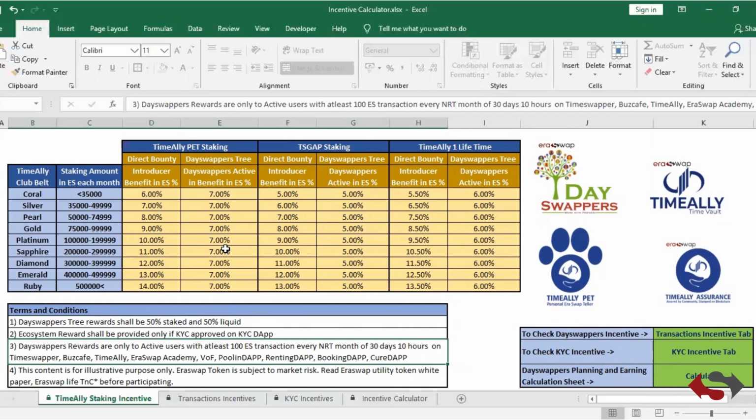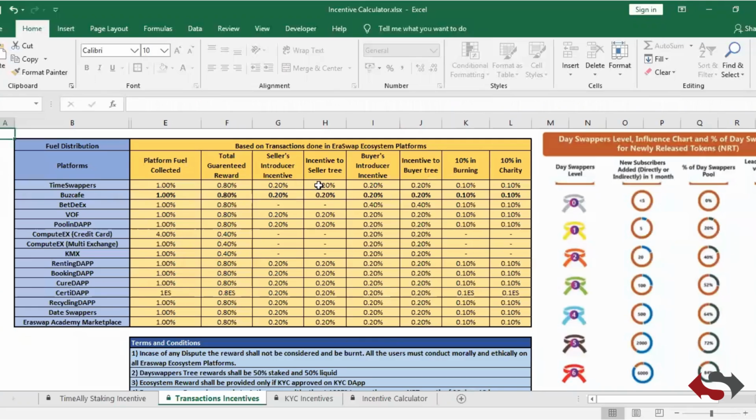All these conditions are subject to market risk, and please read the utility token white paper before staking in any of these. Okay. So moving on to the transaction incentive tab, where I shall be explaining to you how you can get incentivized from the transactions.